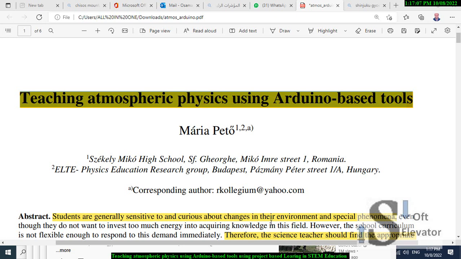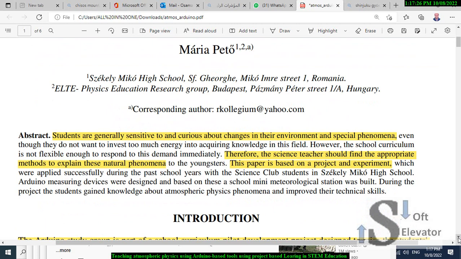This educational paper speaks about teaching atmospheric physics using Arduino-based tools, using what's called project-based learning in STEM education. As an example, in the capstone projects in the semesters, students are generally sensitive to and curious about the changes in their environment and spatial phenomena. Therefore, the science teacher should find the appropriate methods to explain these natural phenomena.